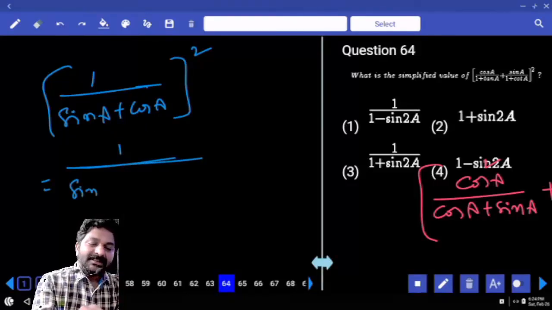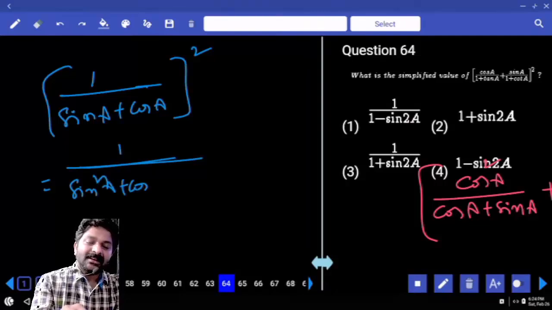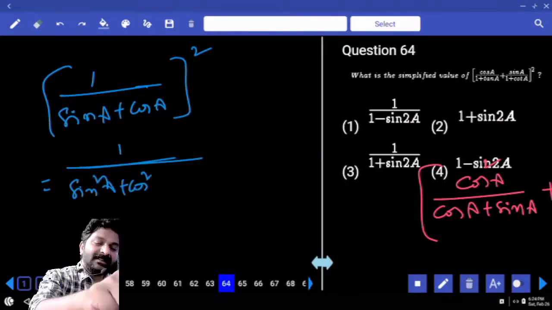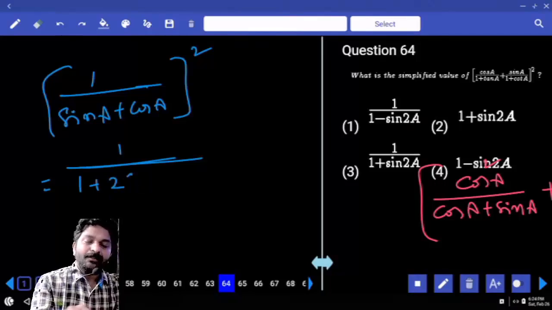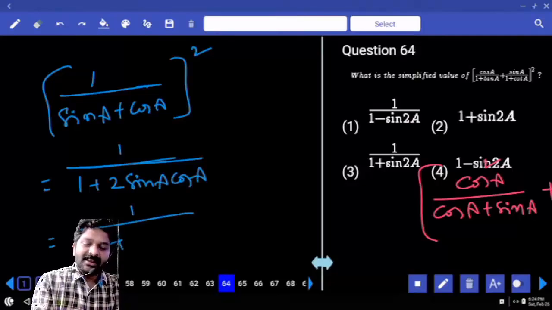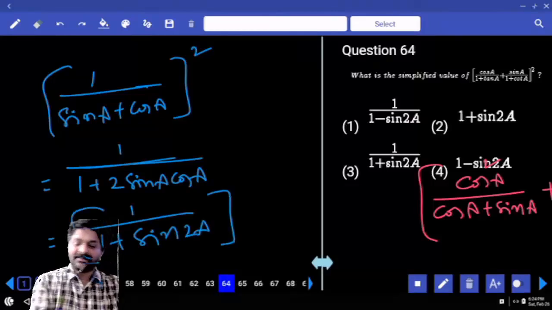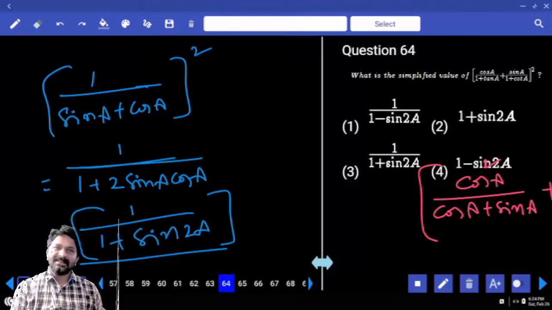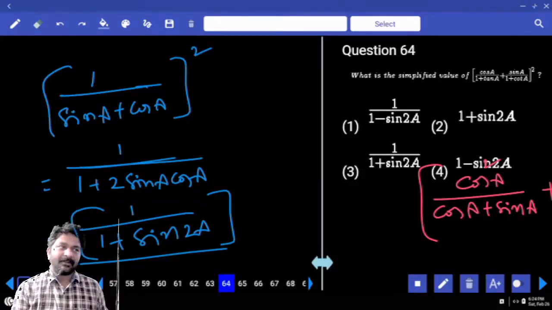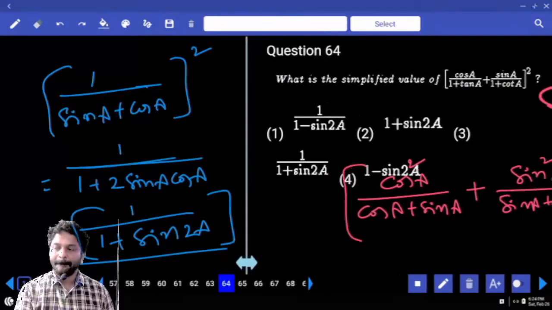Sin square A plus cos square A, how much is this? 1 plus 2 sin A cos A. What is 2 sin A cos A? Sin 2A. So 1 by 1 plus sin 2A. This is your final answer. Otherwise you can start by taking A equal to 30 degrees or 60 degrees and verify it from the options. Everybody is clear? Yes? Next.